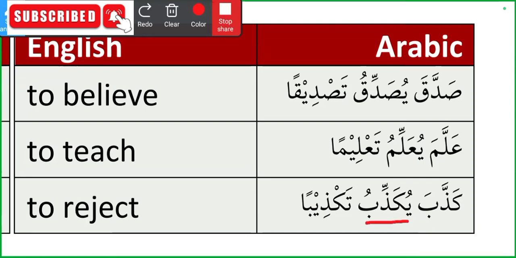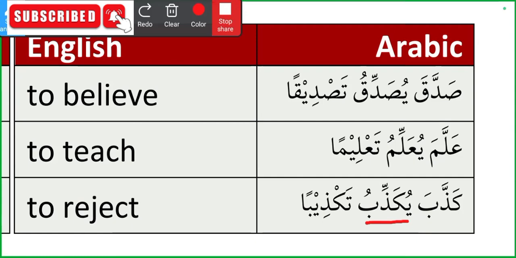يكذب يكذبان يكذبون تكذب تكذبان يكذبن تكذب تكذبان تكذبون تكذبين تكذبان تكذبن أكذب نكذب. Very good. Okay. Now, فعل مضارع مجهول.